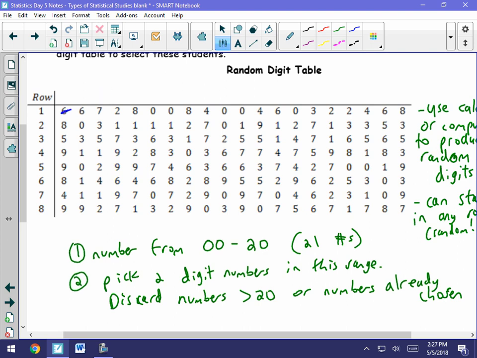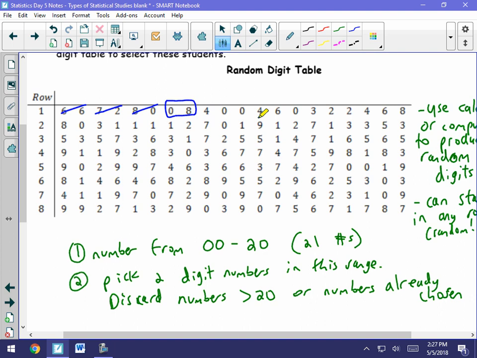So that's too large for what we're talking about, so we can cross that out. The next 2-digit number would be 72. Again, that's too big. The next 2-digit number would be 80. That's too big. The next 2-digit number would be 8. Okay, there we've got a winner, right? So student 8 is the first student that we select, whoever got assigned that.